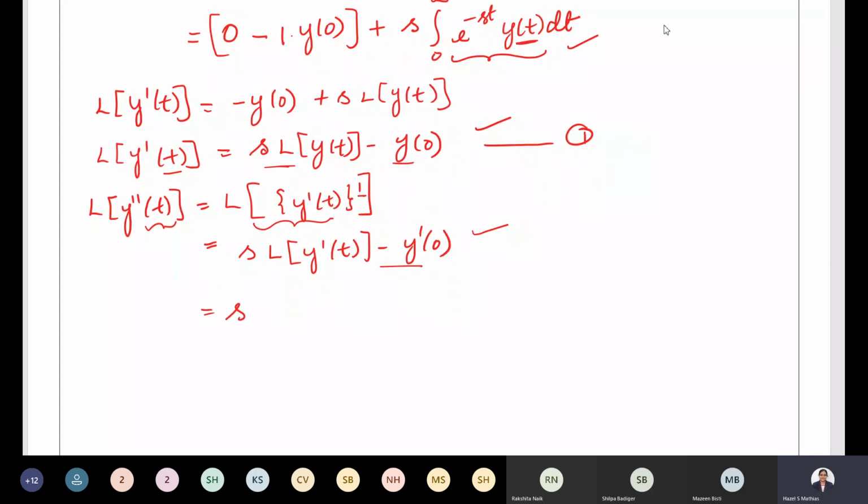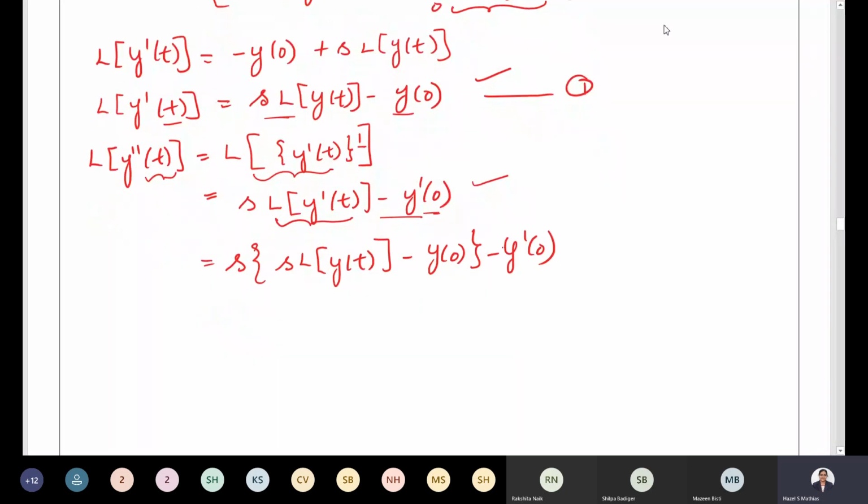Then what will we do? S into, now put the formula for Laplace transform of y dash of t. What is Laplace transform of y dash of t from 1? It is s into Laplace transform of y of t minus y of 0, minus the remaining term, that is y dash of 0. Now simplify this. What do we get after simplification? We get s square into Laplace transform of y of t, minus s into y of 0, minus y dash of 0. So this is the second expression you need to remember.